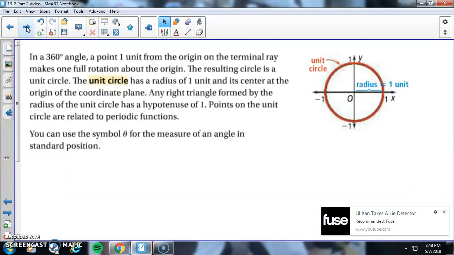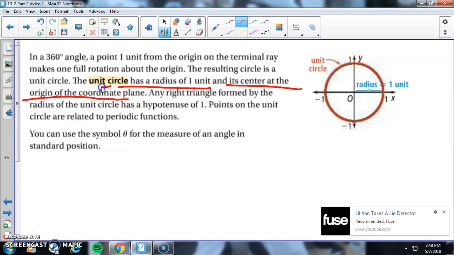In a 360-degree angle, a point 1 unit from the origin on the terminal ray makes one full rotation about the origin. The resulting circle is a unit circle. The unit circle has a radius of 1 unit, and it's centered at the origin of the coordinate plane. Any right triangle formed by the radius of the unit circle has a hypotenuse of 1, and the points on the unit circle are related to the periodic functions, sine and cosine.